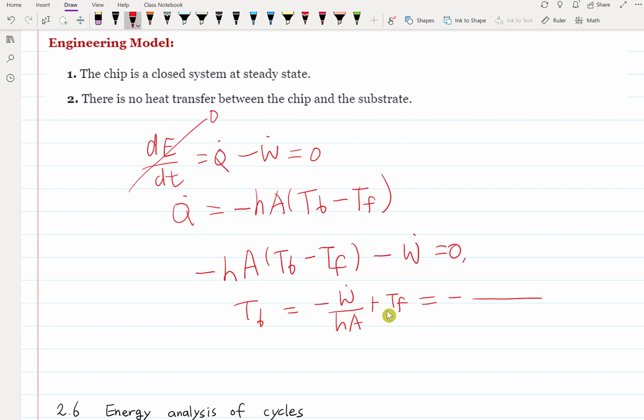And W dot, work. Work is provided to the system, so work has a negative sign. Negative 0.225 watt. The convection heat transfer coefficient is given. And the heat transfer area is the top surface of the chip. And the fluid temperature is given, converted to Kelvin. So the top surface temperature of the chip is calculated.